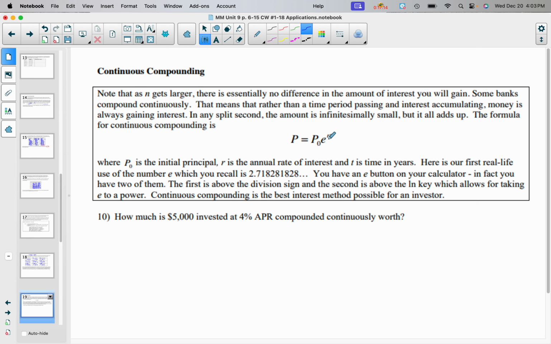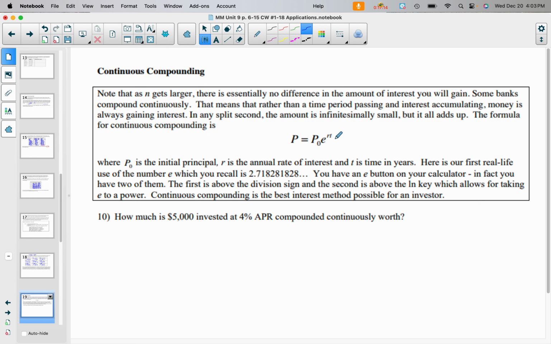So we're using this value, this e, and we've seen that before. We know that it's approximately 2.718281828. It's called a transcendental number. It's very similar to the idea of pi. You do have a button on your calculator, and so we can use that.